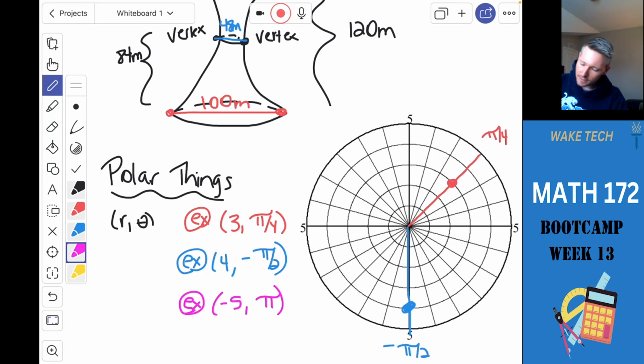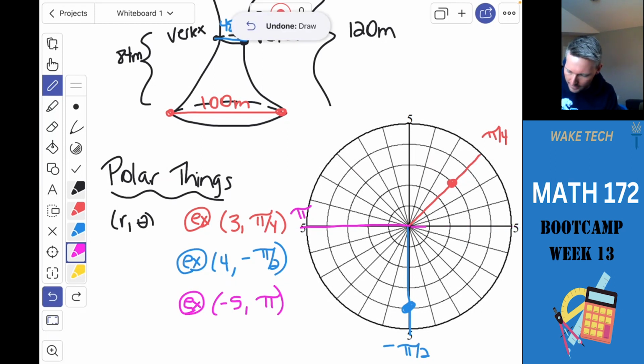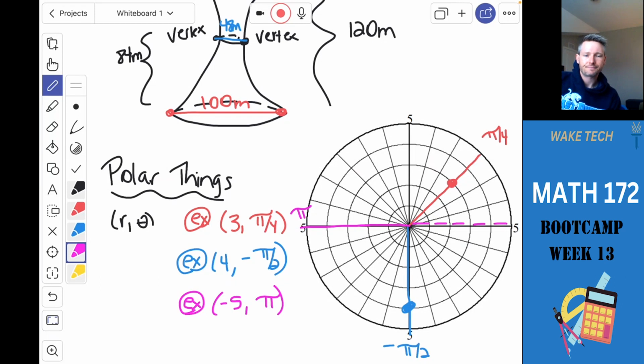So we should first identify the angle pi. It's here, highlighting it in pink. But since our r value is negative, we don't travel towards the angle, we actually travel away from it. I'm trying to use a dash line to kind of blend it in. So I'm going to put the dash line a little bit above the x-axis just so you can see it a little better. But we should travel 5 rings away from the angle pi, which means we're actually traveling to the right.